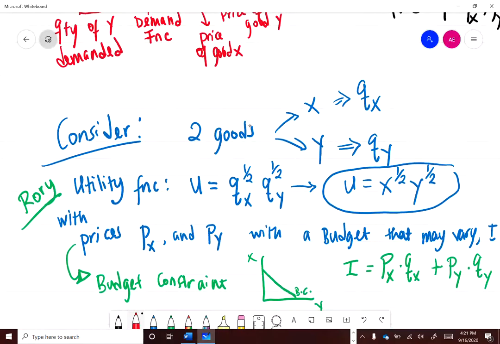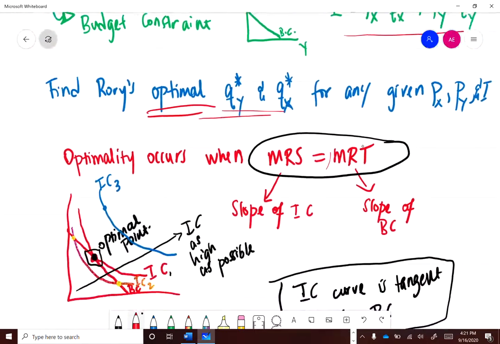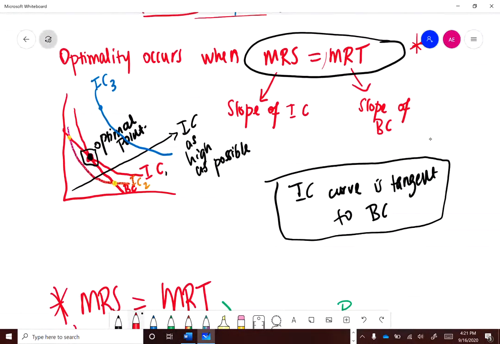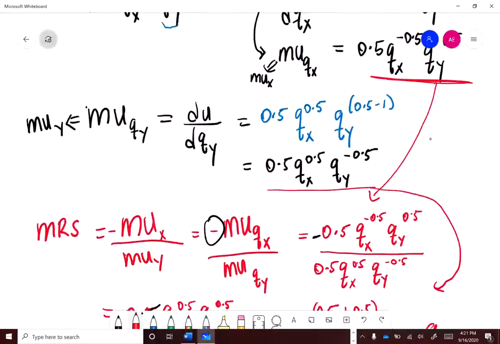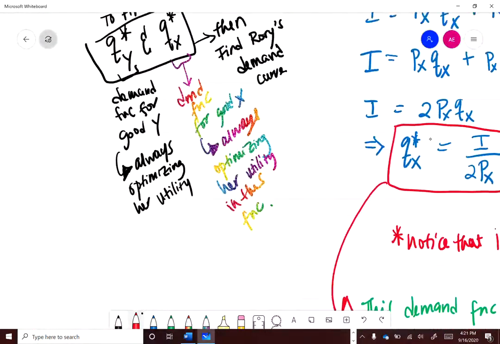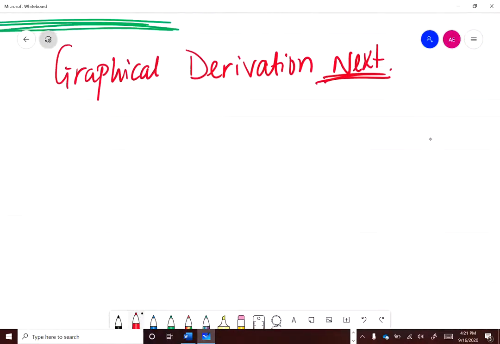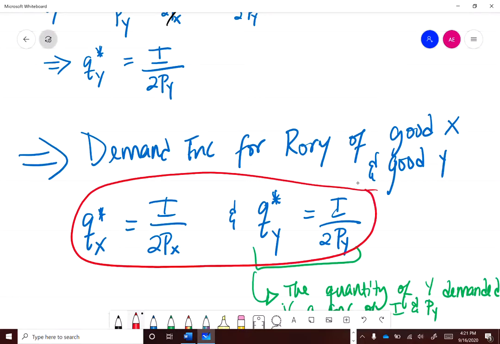So a quick review, Rory's utility function is this. We actually use this version. We said this is her budget constraint. We also talked about the optimality condition. And we used all of that information, where that's the optimal point, to find Rory's demand function for good X and good Y. It ended up being these two values here.